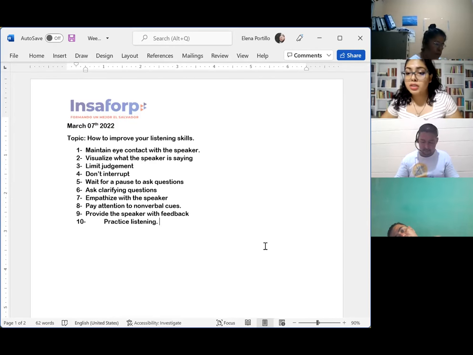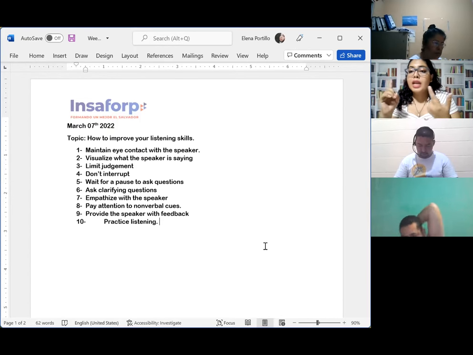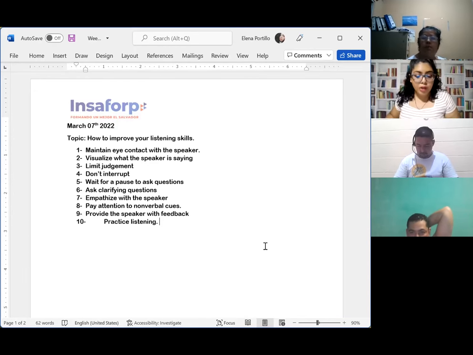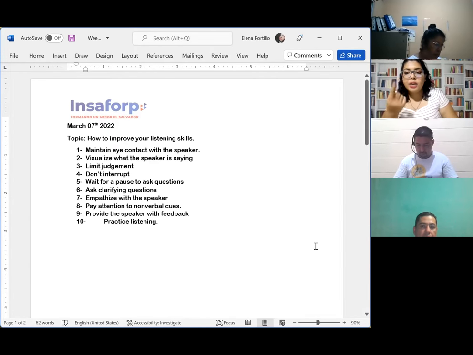And when we are talking with someone face to face, it provides a lot of information because of the way people are sitting, because of the face of the people, the hands, the tone of voice, and a lot of things. So the number one, we are going to develop this list. We are going to divide and we are going to split one by one. So in this case, number one, maintain eye contact with the speaker.